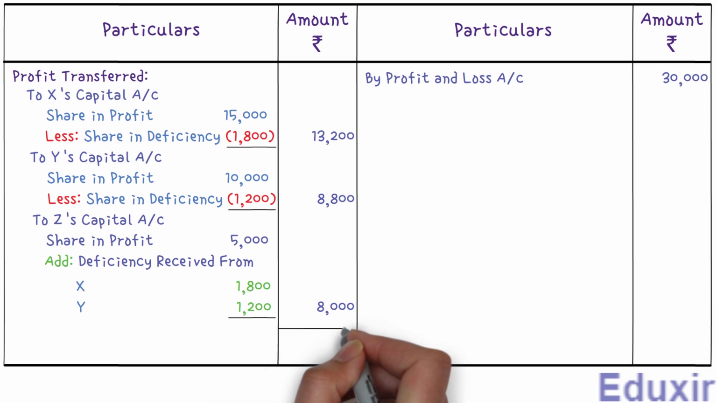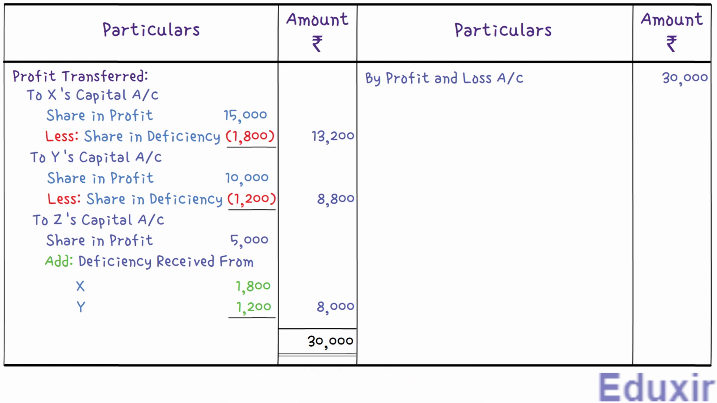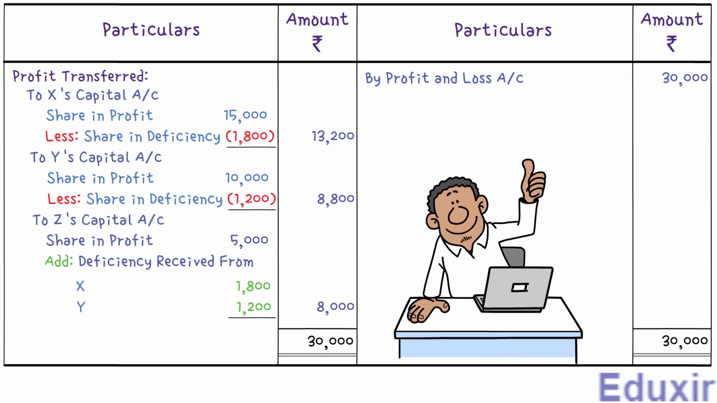Now the total on the debit side of the profit and loss appropriation account is 30,000 rupees. Similarly, the total on the credit side of the profit and loss appropriation account is also 30,000 rupees. So the profit and loss appropriation account is balanced. With that, we have come to the end of the solution to this problem.